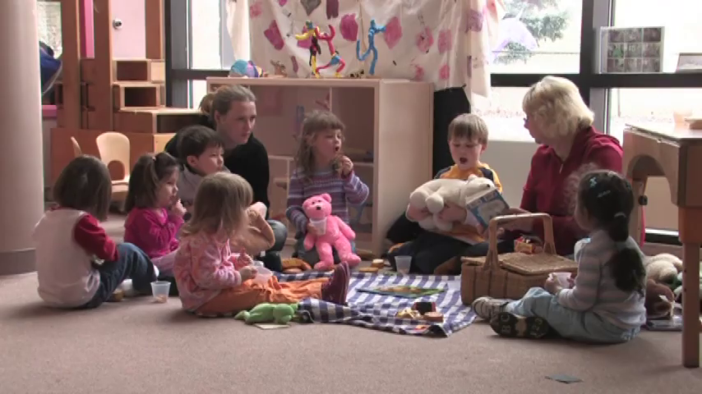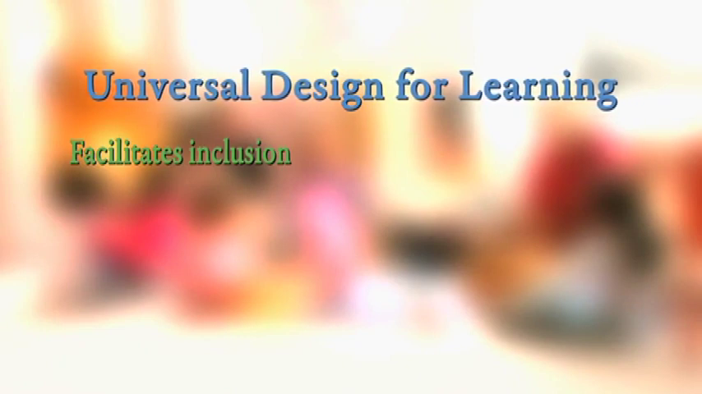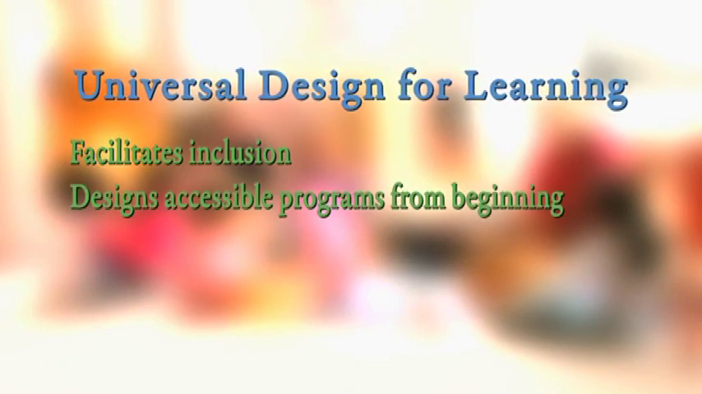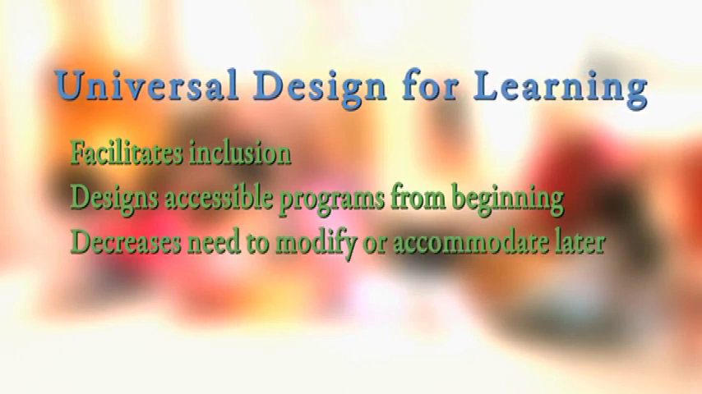Universal Design for Learning, or UDL, extends this concept to the learning environment. This helps to facilitate inclusion of children with disabilities. UDL recognizes that designing accessible programs from the beginning decreases the need to modify or accommodate later.